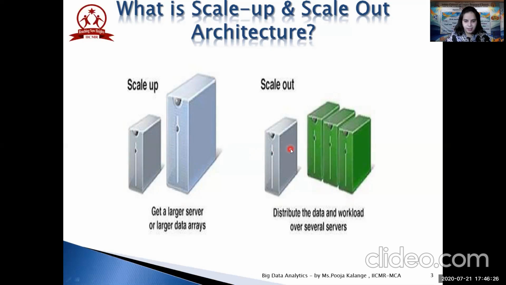Whereas if you see the scale-out architecture, it distributes the data and workload across all the servers in a horizontal pattern. So this can be said to be an example of horizontal partitioning, whereas this is an example of vertical scaling. So let's see in detail what this scale-up and scale-out architecture is.